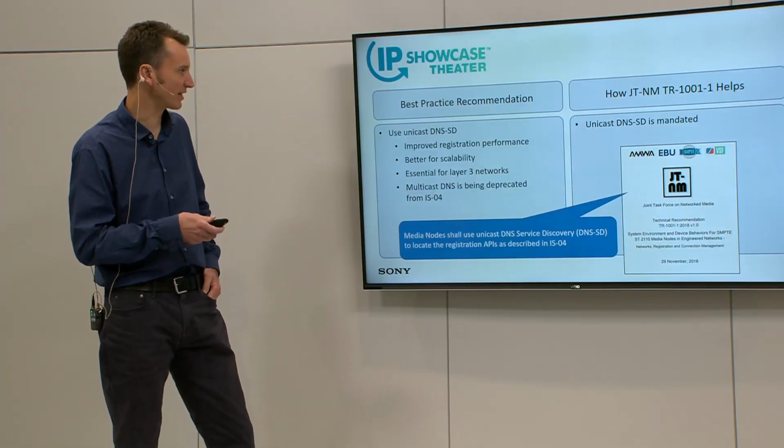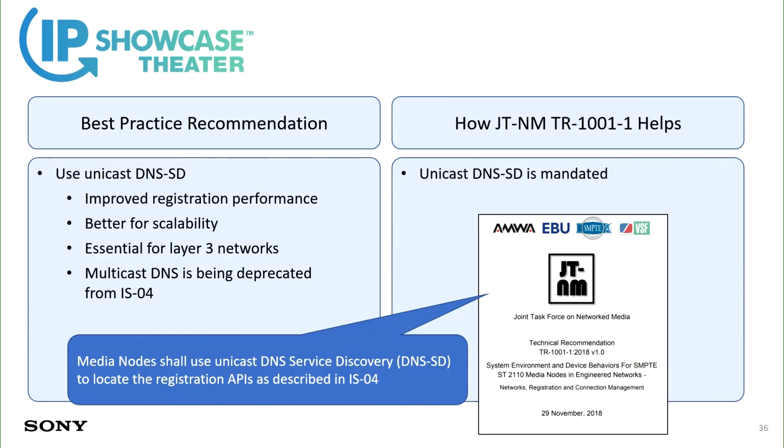The final best practice recommendation really is to use Unicast DNS SD rather than multicast DNS. So I spoke about some problems with the startup time of nodes discovering the network using mDNS earlier. We found these could be partially resolved using Unicast DNS. Things got a lot quicker. Unicast DNS is also better for scalability, and it's actually essential if you're not within a layer 2 network and you've got a larger layer 3 network. You have to use Unicast DNS because mDNS does not scale across layer 3 networks.